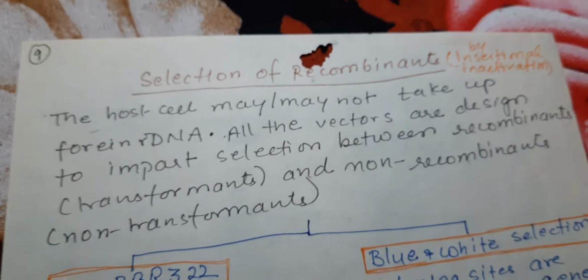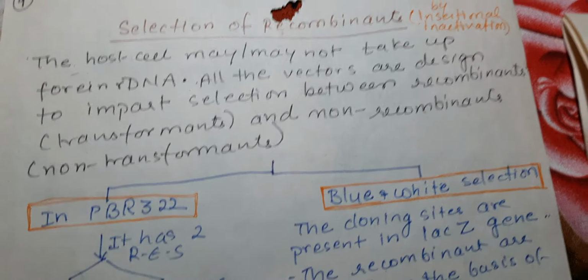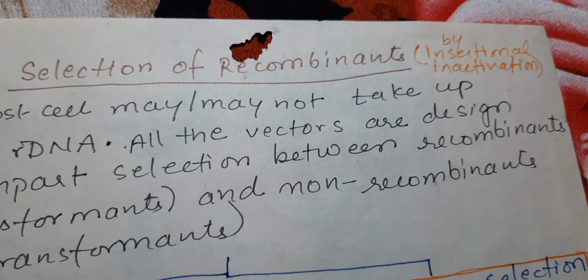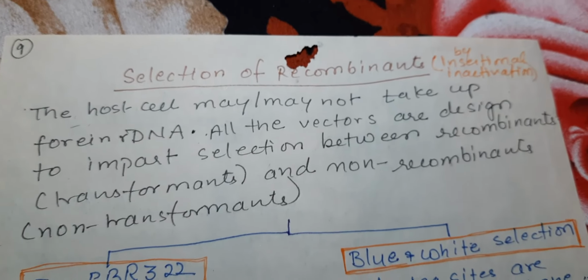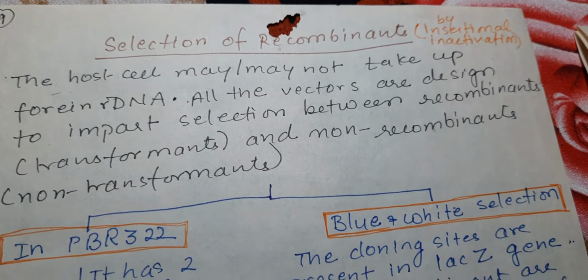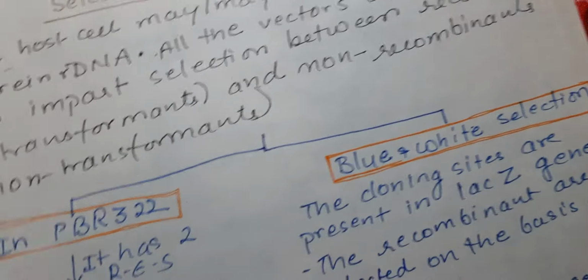Okay, between the transformant and non-transformant, between the recombinant and non-recombinant. So this method is called insertional inactivation. The host cell may not take up the foreign DNA. All the vectors are designed to impart the selection between the recombinant and non-recombinant.